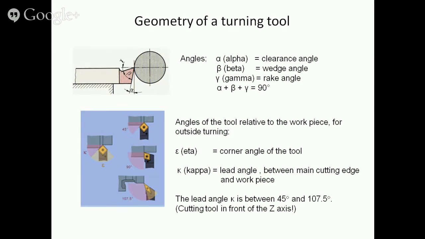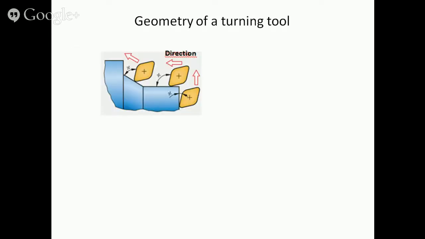For easier understanding, the tools are shown in front of the z-axis, but they are of course exactly the same when they are behind the z-axis as on a slant bed CNC lathe machine. If the cutting tool is behind the z-axis, it looks like this. The arrows indicate the feed direction for turning of this contour.